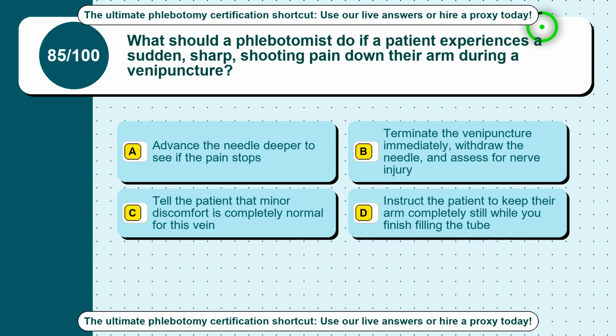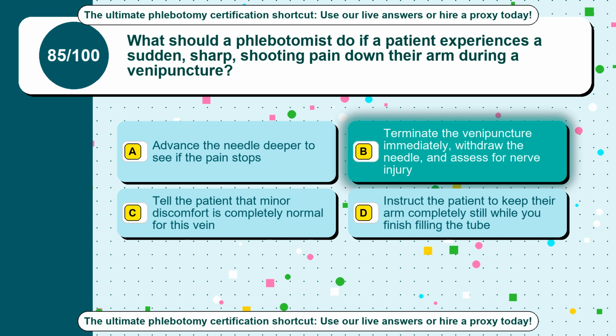Question 85. What should a phlebotomist do if a patient experiences a sudden, sharp, shooting pain down their arm during a venipuncture? Option A, advance the needle deeper to see if the pain stops. Option B, terminate the venipuncture immediately, withdraw the needle, and assess for nerve injury. Option C, tell the patient that minor discomfort is completely normal for this vein. Option D, instruct the patient to keep their arm completely still while you finish filling the tube.